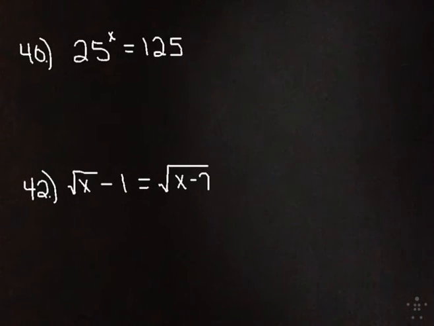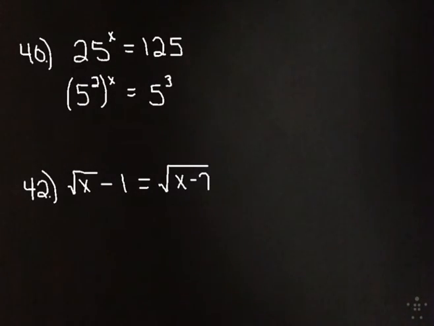Moving on to question number 40, we have 25 to the x power is equal to 125. What we probably want to do is change these to the same base number. And 25 is 5 squared. And 125 is 5 cubed.